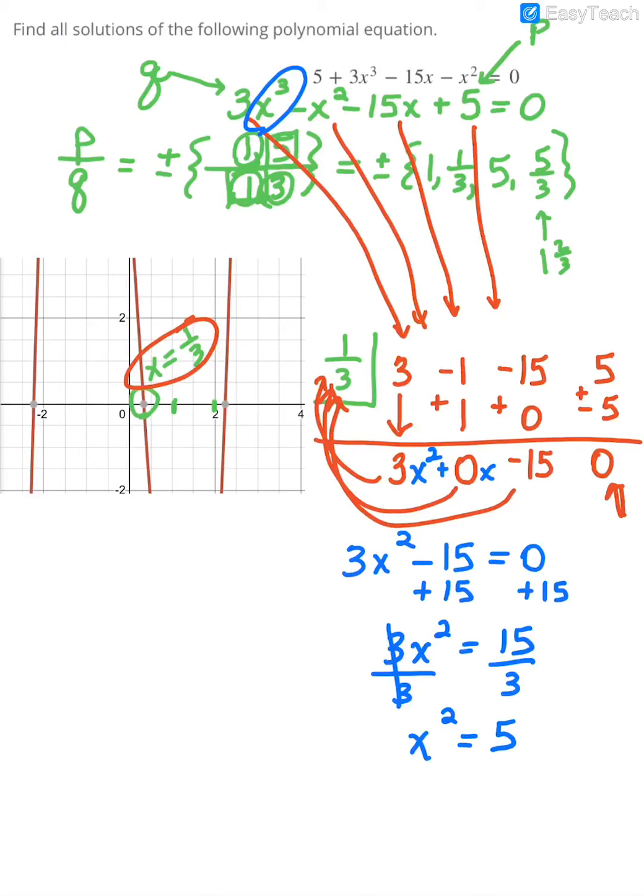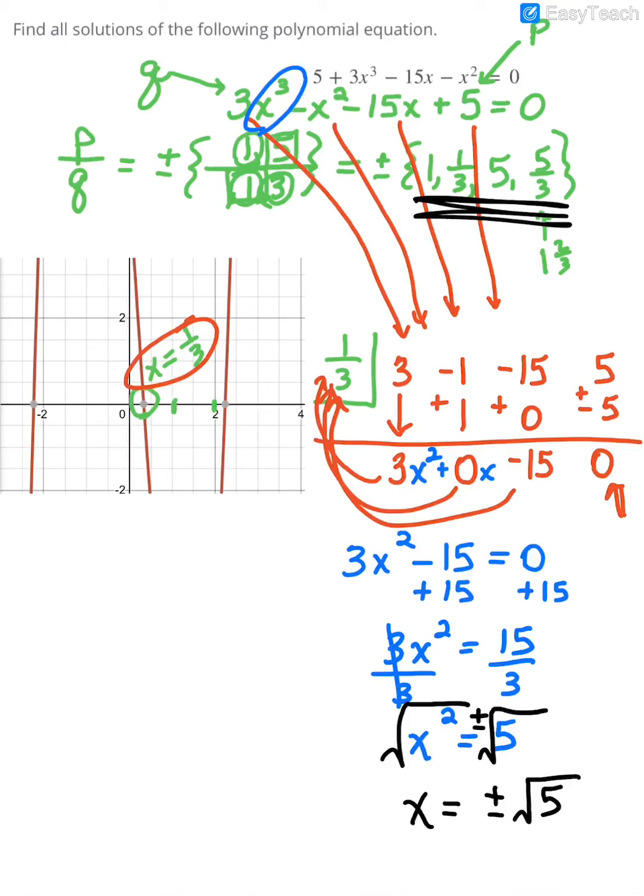Now to go from x squared to just x, we actually take the square root of both sides. And anytime you do that, you have to consider both the positive and negative case. So we get 2 solutions here. We get a positive square root of 5, and we get a negative square root of 5. Now you will notice those are not numbers in our list. And the reason they're not in our list is because our list only consists of possible rational solutions. Square root of 5 is known as an irrational number, so it's not in our list.